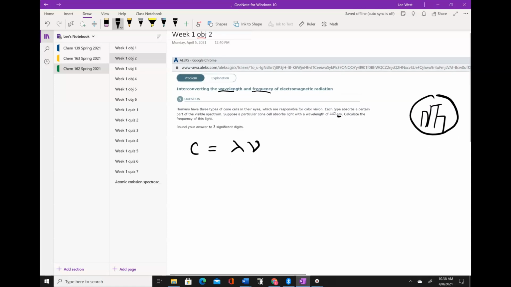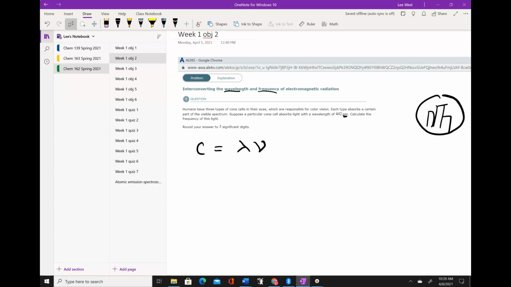So let's read the question. Humans have 3 types of cone cells in their eyes which are responsible for color vision. Each type absorbs a certain part of the visible spectrum. Suppose a particular cone cell absorbs light with a wavelength of 442 nanometers. Calculate the frequency. So this is all about calculating frequency.